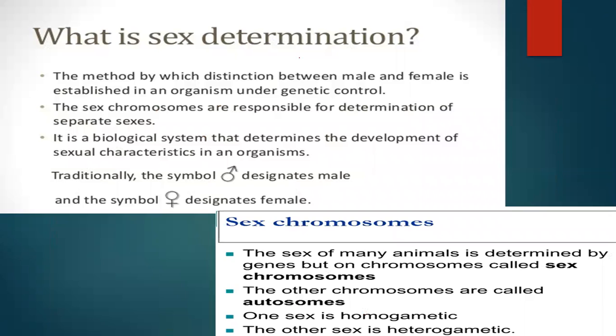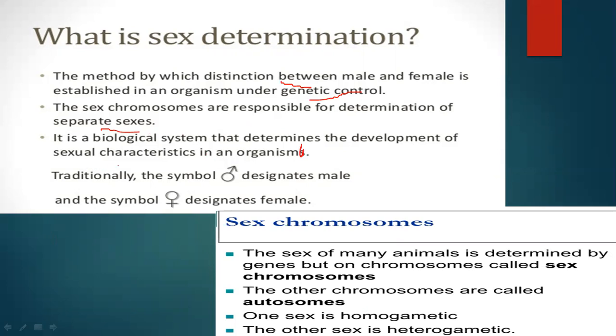Let's get started. First of all, we'll see sex determination. That is the method by which distinction between male and female is established in an organism under genetic control, like chromosomes control this type of determination. So sex chromosomes are responsible for determination of separate sexes. It is a biological system that determines the development of sexual characteristics in an organism.